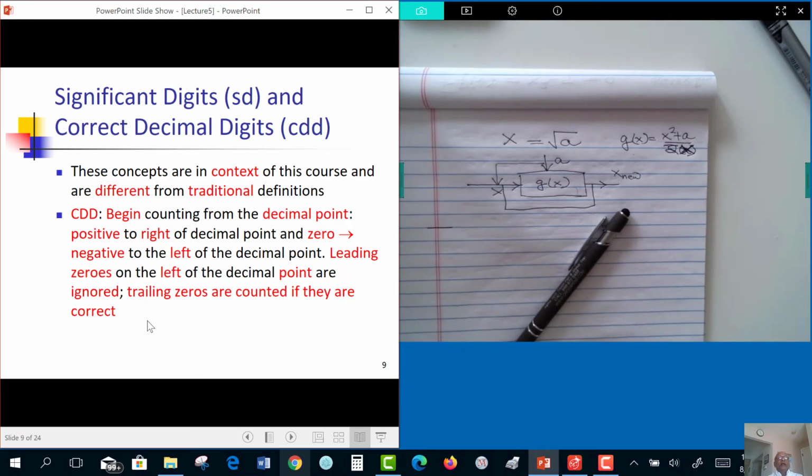Okay, so we did a discussion about significant digits, correct decimal digits, when we talked about convergence criteria. So I want to mention that these concepts are in context of this course, and they are different from traditional definitions. So let's again formally say for this course, how do we count correct decimal digits?